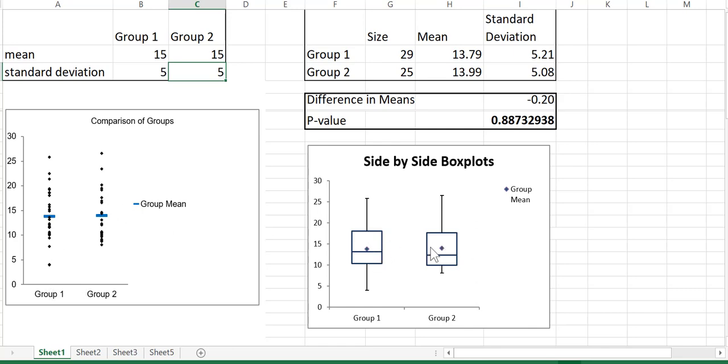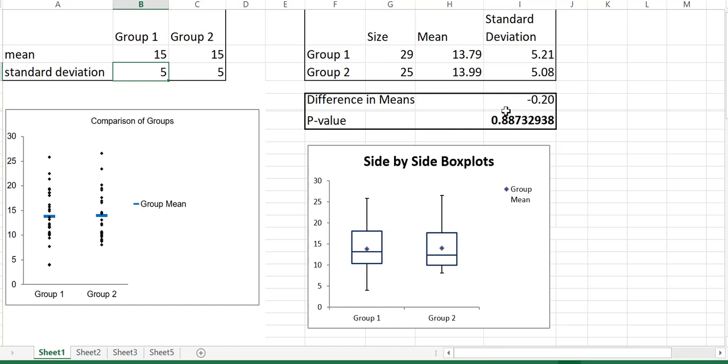Looking at these two box plots, notice it does a little diamond for the actual average. The means are pretty close to about the same. The box plots don't look exactly the same though, because it's just due to that sampling variability. You'll notice over here that my actual population mean is 15, but I managed to find sample means of 13 and 13.99. And our standard deviations are 5, but our sample standard deviations were 5.21 and 5.081. So you're always going to have your sample values be a bit different from your population values.